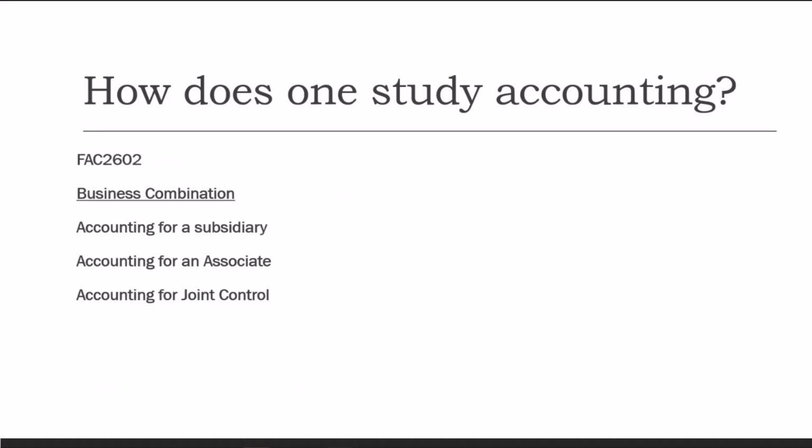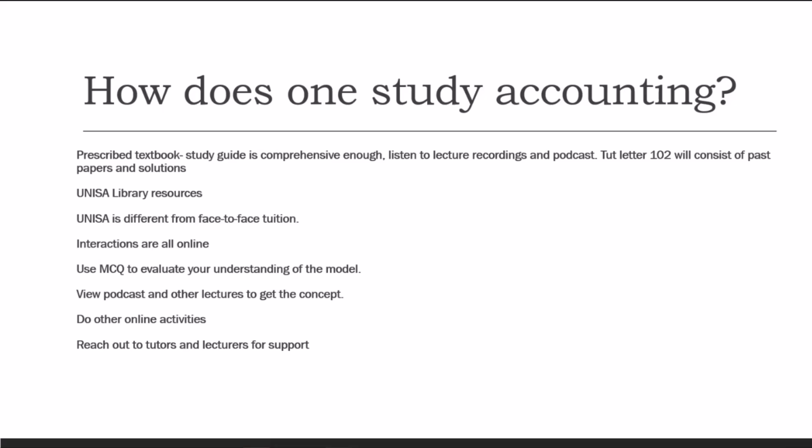So business combinations, we'll tackle that for FAC 2601, the techniques. Accounting for a subsidiary, accounting for an associate, accounting for a joint control. We will look at that and we'll master it, so that we can even close our eyes and get 70% with our eyes closed, because there's a format as to how to be able to pass this.